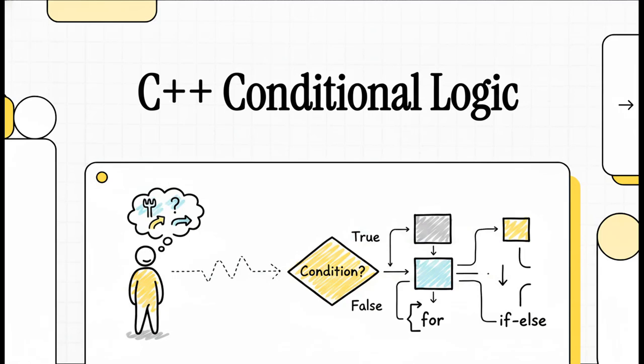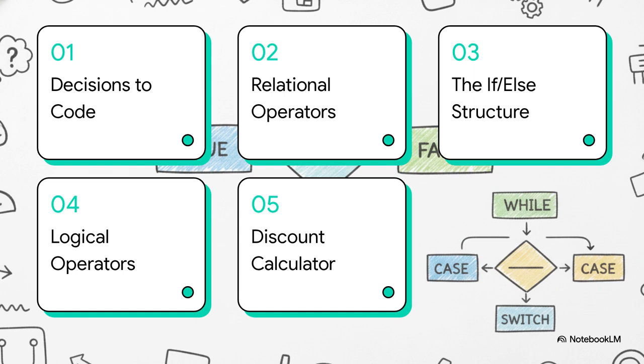Welcome to the Explainer. Today, we're diving into something absolutely crucial for programming: how we take everyday human decision-making and translate it into the exact syntax of C++ control structures. If you've ever wondered how a computer actually makes choices and processes complex conditions, you're in the perfect place. Here's our roadmap for today.